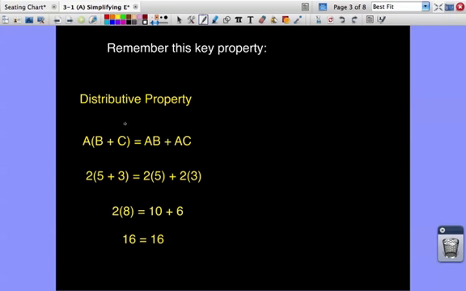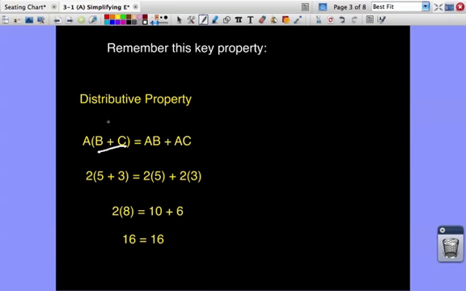Let's look at another really important property, and that's the distributive property. And the distributive property is very important because we'll end up using this a lot in the future when we're solving equations. Okay, so the distributive property is when you have multiplication outside of these parentheses. Okay, so I have A times everything that's inside B plus C. Okay, inside these parentheses, which is B plus C. So I have A times all of this right here.